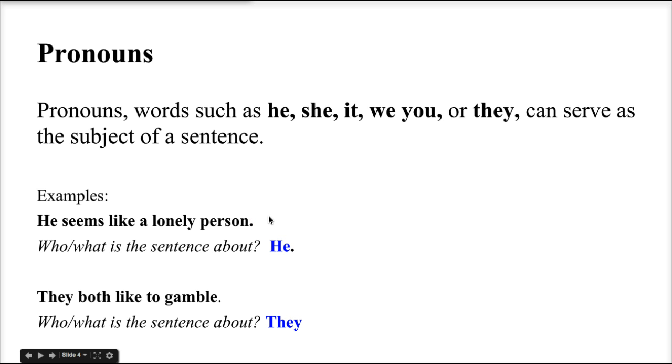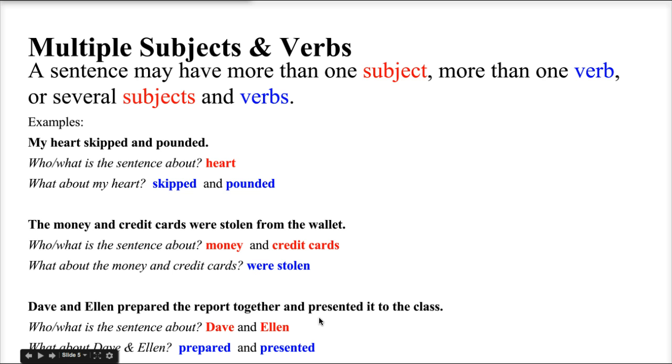He seems like a lonely person. Again, who or what is the sentence about? He. And they both like to gamble. Who or what is the sentence about? They. Now, another thing we need to be aware of is that in a sentence you may have more than one subject or more than one verb. It can have more than one subject, more than one verb, or several subjects and several verbs.